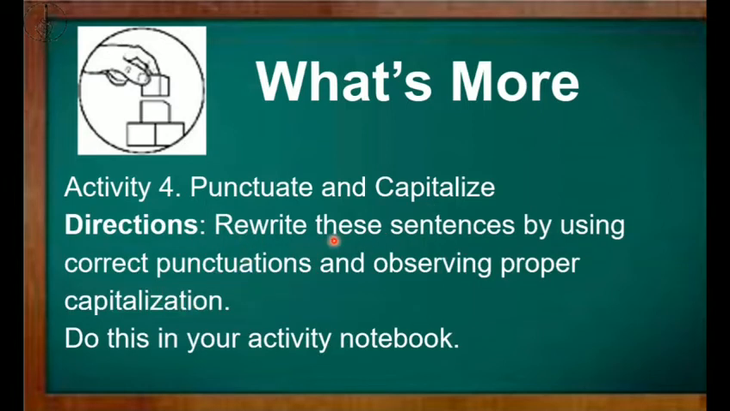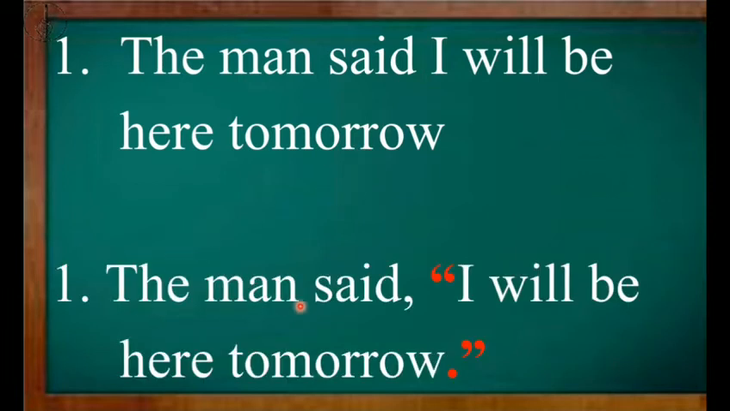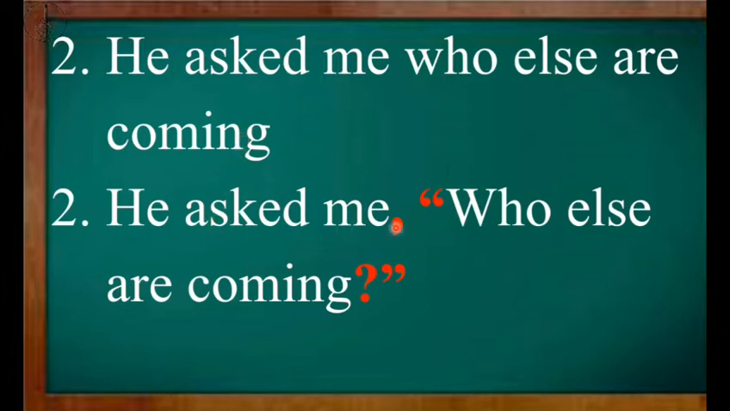Under what's more, activity 4, punctuate and capitalize. Direction here, rewrite the sentences by using correct punctuations and observing proper capitalization. Do this in your activity notebook. Okay, number 1, the man said, I will be here tomorrow. Okay, it should be like this. The man said, comma, and then quotation mark, I will be here tomorrow, period, and then close quotation mark. Number 2, he asked me, who else are coming? It should be like this. He asked me, comma, and then quotation mark here. Who should begin with a capital letter W. Who else are coming? Question mark, and then close quotation mark.